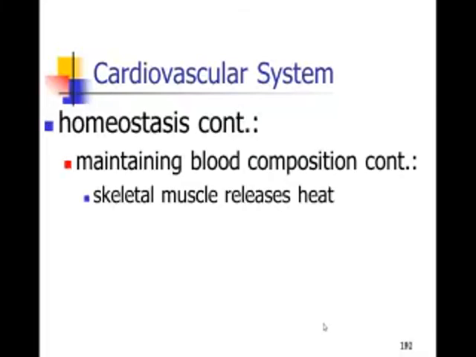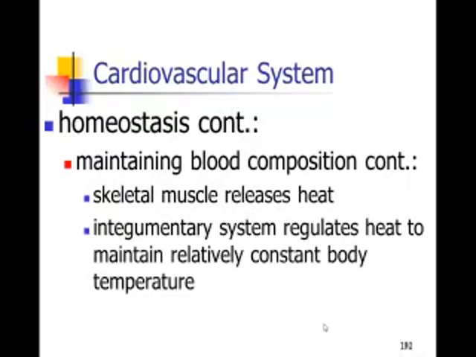Skeletal muscles are going to help regulate body temperature by releasing heat. So if you're cold, your skeletal muscles can bring your body temperature up by contracting. The integumentary system is also going to help regulate heat by radiating it into the surroundings, or if you get vasoconstriction in the superficial areas, you can conserve heat in the body core.